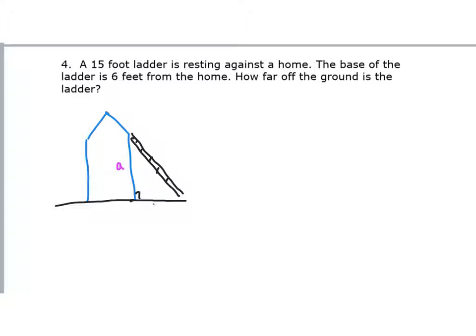Now what I'm going to do is label the right triangle that I see with an A and a B and a C so we can make sure we get everything in the right spot. A 15-foot ladder is resting against a home. Which one is the 15, A, B, or C? C, because that's the length of the ladder. The base of the ladder is 6 feet from the home. Where does that go? That goes in B. So that means I'm trying to find A.